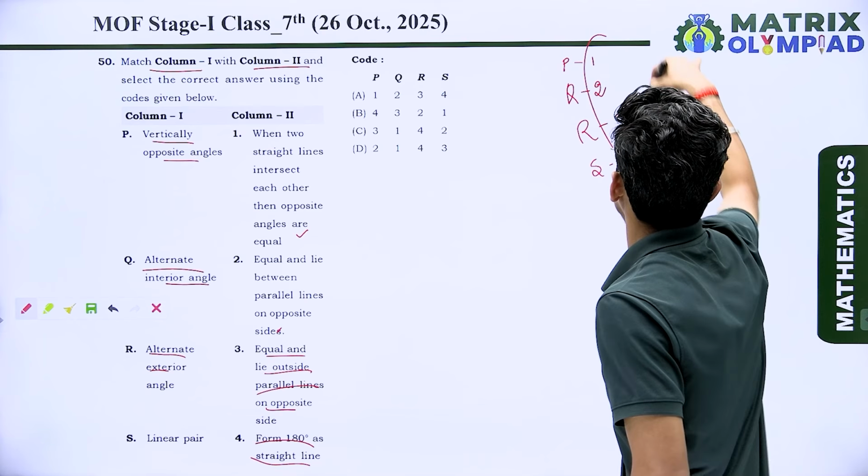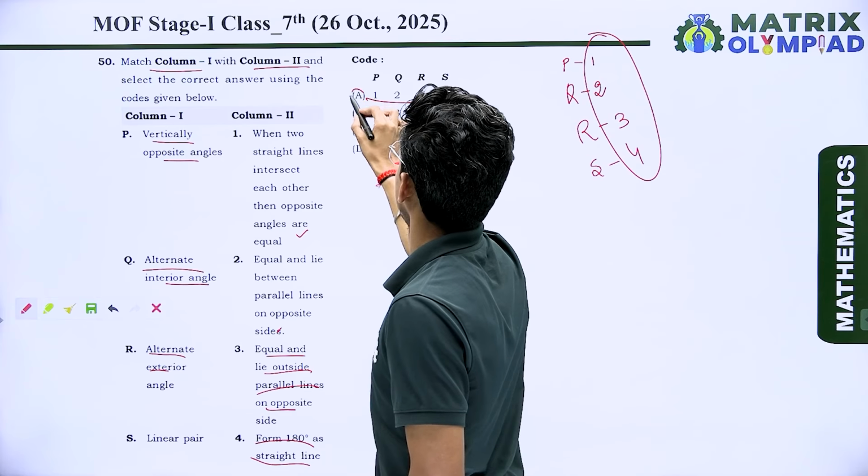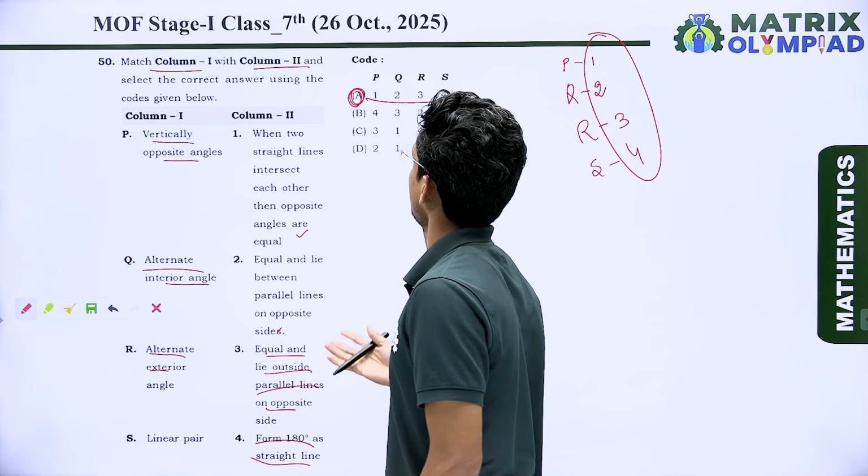So the correct answer is 1 2 3 4. So here we have 1 2 3 4. It means option number A is the correct answer over here.